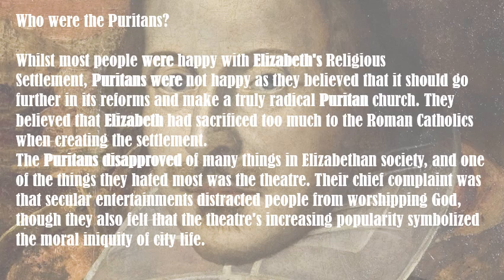They believed that Elizabeth had sacrificed too much to the Roman Catholics when creating the settlement, so they thought that Elizabeth was kind of selling out a little bit and wasn't keeping true to what she was supposed to be doing. So the Puritans disapproved of many things in Elizabethan society, and one of the things they hated most was theatre. Their chief complaint was that secular entertainments distracted people from worshipping God, though they also felt that the theatre's increasing popularity symbolized the moral inequity of city life.